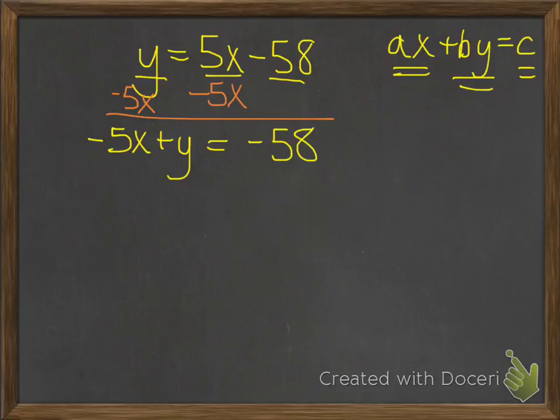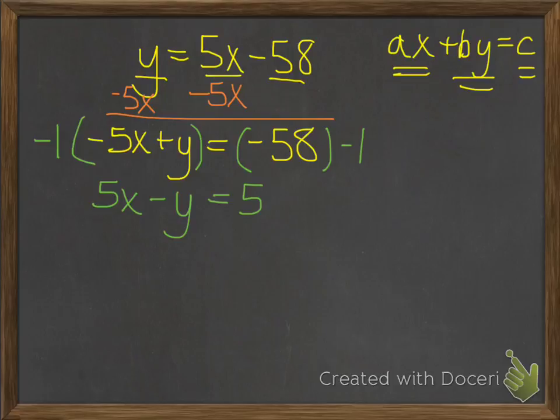The way to handle that is just to multiply all the way through by negative 1, because negative 1 just takes the opposite of everything. So if I do it to one side, I have to do it to the other. So I'm multiplying every term by negative 1. Negative 1 times negative 5x is 5x. Negative 1 times y is minus y, is equal to the opposite of negative 58, which is 58. So there's our equation in standard form: 5x minus y equals 58.